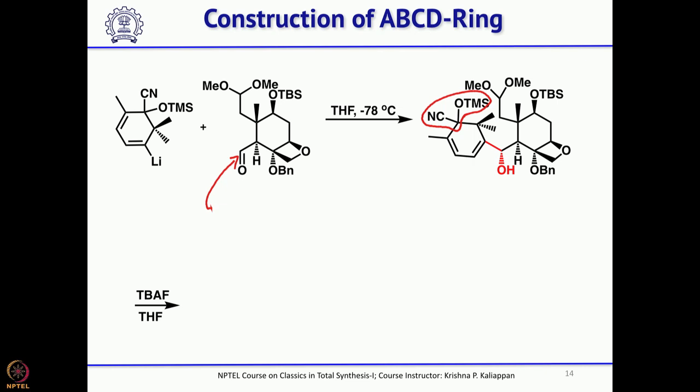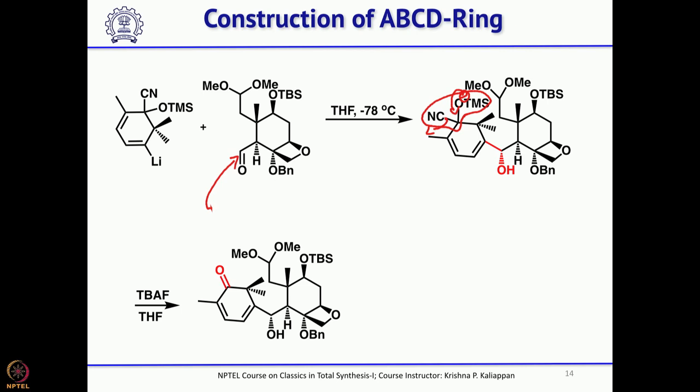So if you take one equivalent of TBAF, you have TBS as well as OTMS, but OTMS is very labile, so you can easily cleave the OTMS. That means it becomes O minus. As you know, cyanohydrins are unstable. That is because if you have base, cyanohydrins will form O minus. When O minus is there, it will come back and eliminate cyanide. So here, that is the same principle. Once you treat with TBAF, immediately the TMS group goes and you form O minus. That O minus comes back, cyanide comes out, and you get the ketone.